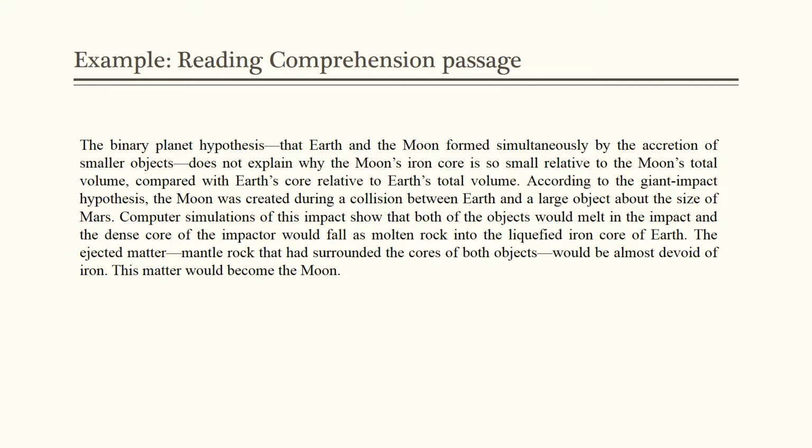According to the giant impact hypothesis, the moon was created during a collision between Earth and a large object about the size of Mars. Computer simulations of this impact show that both of the objects would melt in the impact and the dense core of the impactor would fall as molten rock into the liquefied iron core of Earth. The ejected matter, mantle rock that has surrounded the cores of both objects, would be almost devoid of iron. This matter would become the moon.